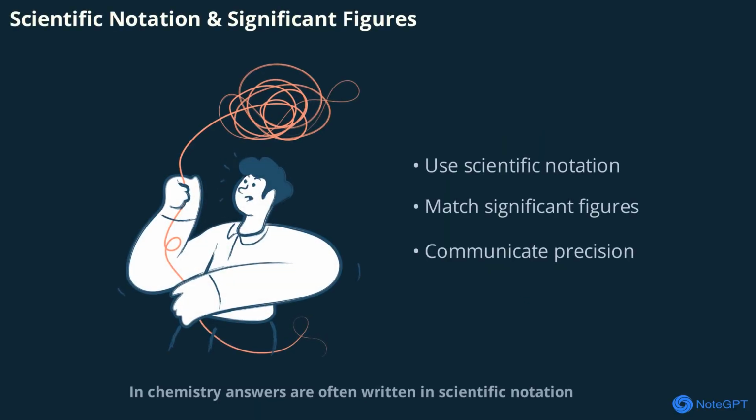In chemistry, answers are often written in scientific notation, especially when dealing with very large or very small numbers. Place the decimal after the first non-zero digit and use powers of 10. Also, always match the number of significant figures in your answer to the precision of the data you started with. This ensures your results are both accurate and properly communicated.